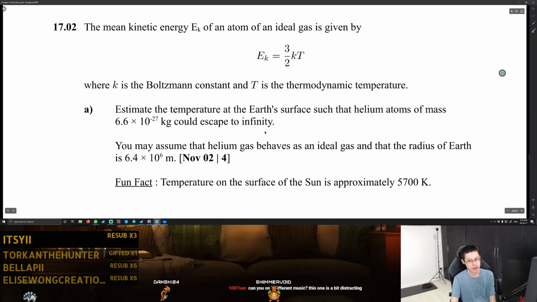Escape to infinity means it has escape velocity. Remember we did escape velocity back in chapter 2? So what is escape velocity? It is the speed required for a body to completely escape the gravitational influence of a planet. So it travels all the way to infinity, right?